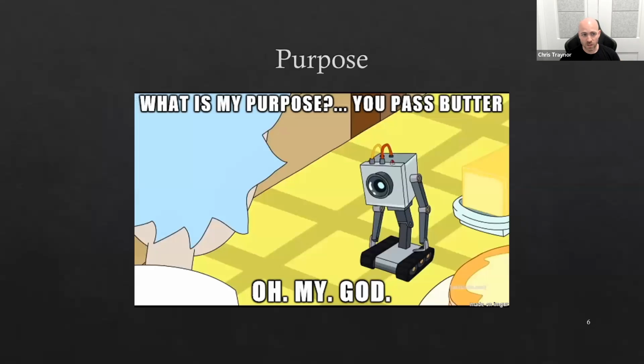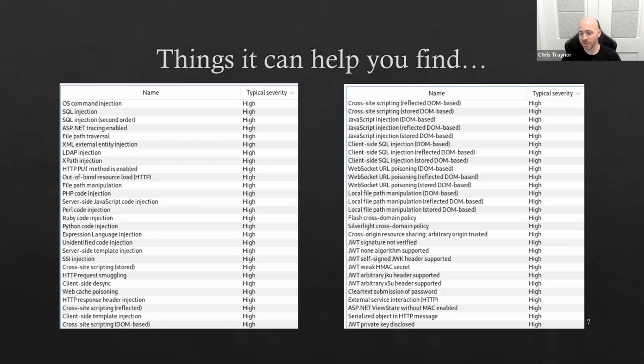So the purpose of it, a little bit of Rick and Morty in there. What my purpose? You pass butter. Oh my God. So Burp helps you find things. What things? These are two screenshots showing very little of what Burp can actually identify. I just screenshot the issues that they have listed in their tool of what are typically high severity. And I just want to throw them up here for context. There's a lot of high severity things it can help find. Is everything going to be high severity when it pops up? It depends on your web application. Really depends on how you define severity and your risk.